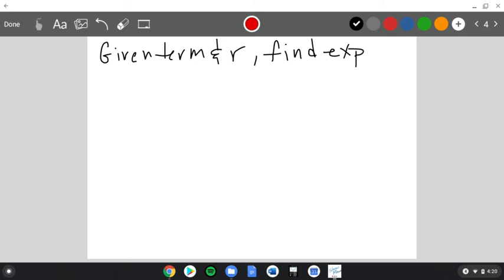Okay, so these instructions say if we are given a term and the common ratio r, we want to find the explicit formula and the first 3 terms. We'll just do 3 instead of 5 for geometric because it's a little bit more complicated. And again, here's our formula.